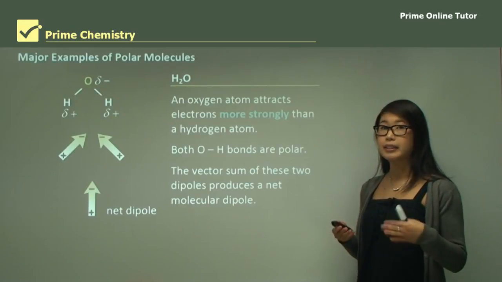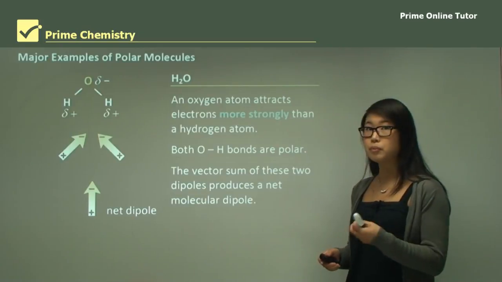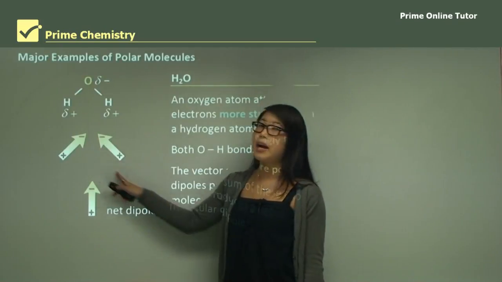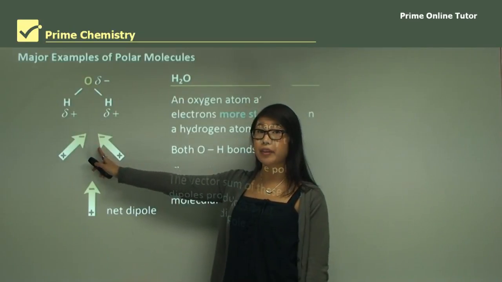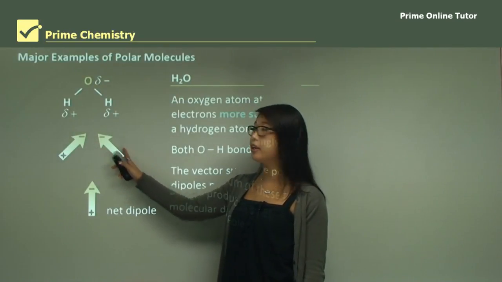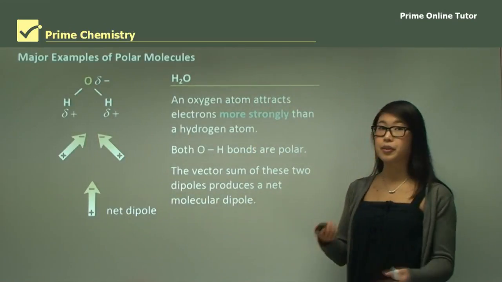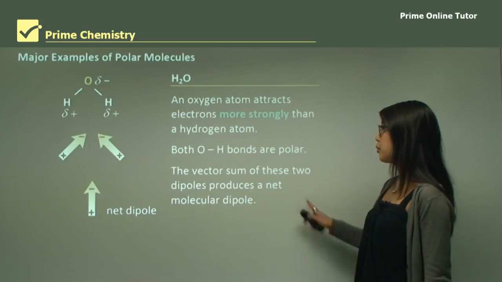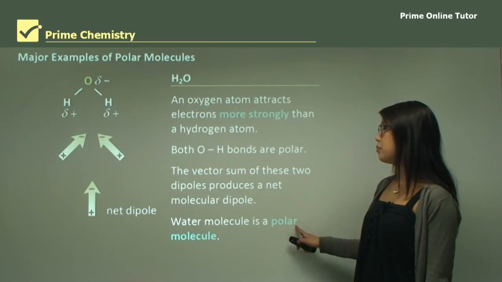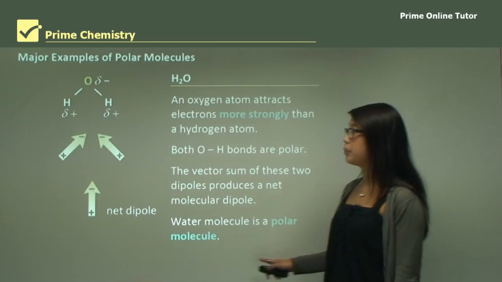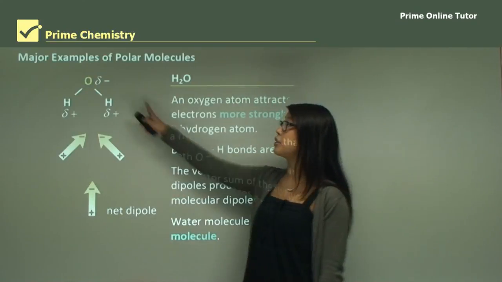And when we add the vectors of them together, the vector is the direction and the size of the pull, so we write them as the arrows here. The size is like this, and the negative side is going to be at the head of the arrow, positive at the beginning of the arrow. And we're going to add them together, considering the direction, and see if there's going to be any net dipole. So we add them together to get the net molecular dipole. The water molecule is a polar molecule because when we add the two together, we're going to get a net dipole up towards the oxygen.